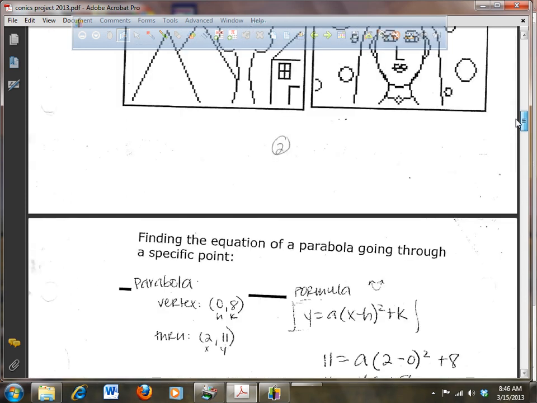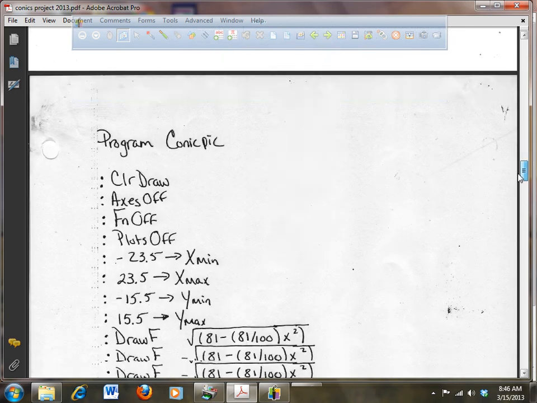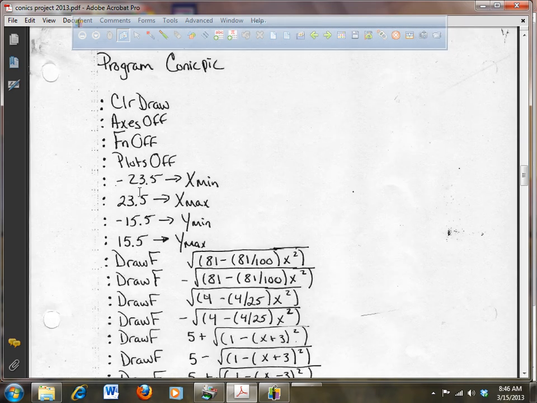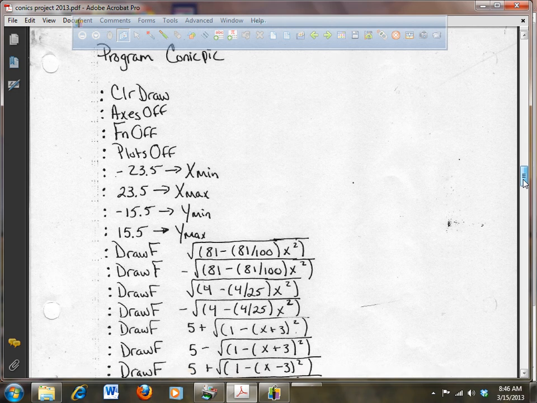Okay, where's my program? Notice here is where I'm setting up my window, so from -23.5 to 23.5, and so on and so forth. And what that's going to do is give you a nice window that matches your graph paper. You know what I mean? Not a square window, but it'll be rectangular, and it'll be to scale with what you do on your graph paper. So, yeah, I guess a square window.